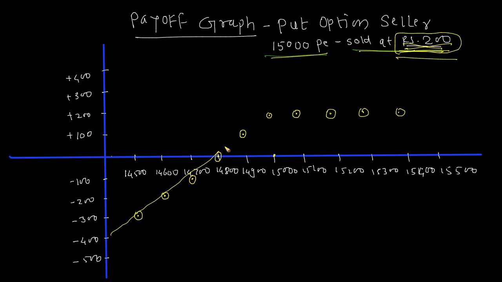So if I join these lines, we'll get this graph, right? By looking at this graph, we can see that at 14,800, Mr. Tom makes no profit, no loss. That is called the break-even point or break-even price of Mr. Tom or option seller, right? But you can see that he earns only at the max 200 rupees profit. But if he incurs losses, the losses are unlimited, heavy losses, right? So that was the payoff graph for option buyer and option seller.